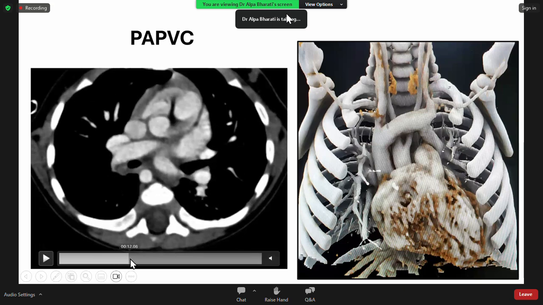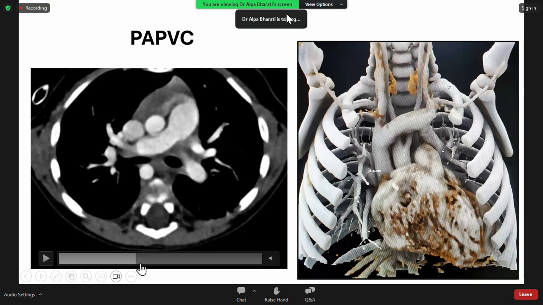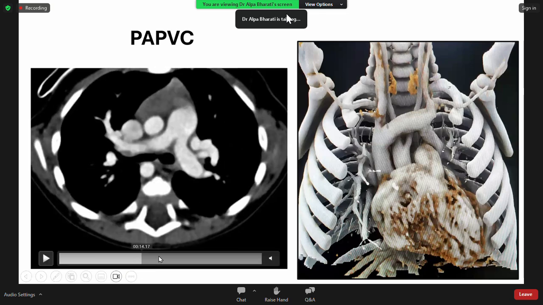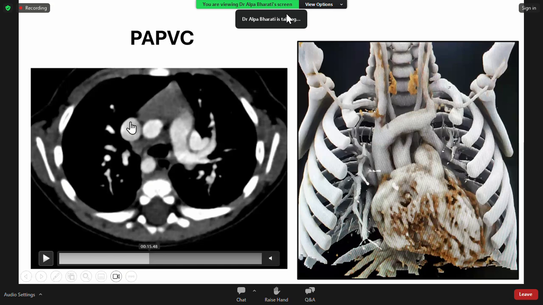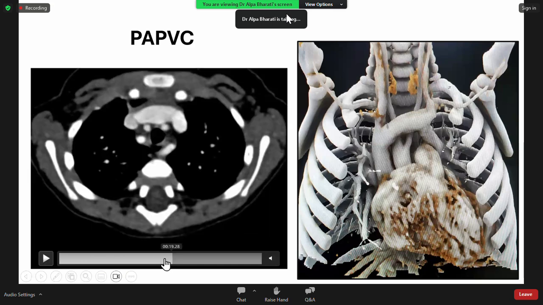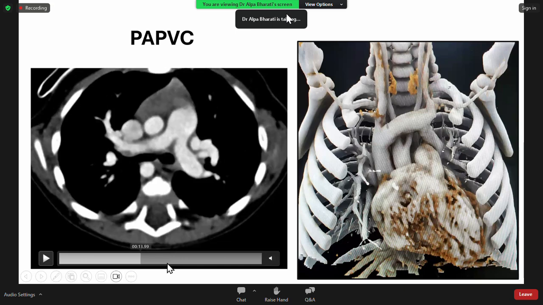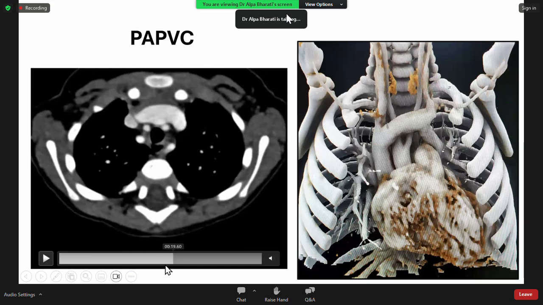So we're going to trace it up. If we go up, it is going superiorly, and we trace it further up. You can see the tributaries entering into this anomalous vein. It is going further up, and it is draining into the innominate vein, which communicates with the SVC, and then the SVC is draining into the RA. So this is a simple case of PAPVC of the left upper lobe.